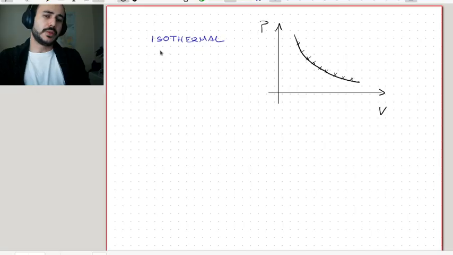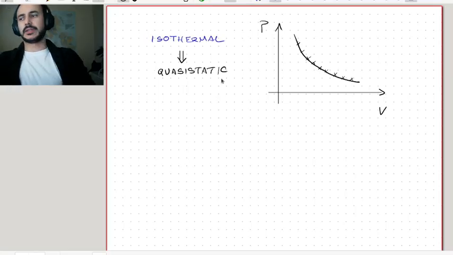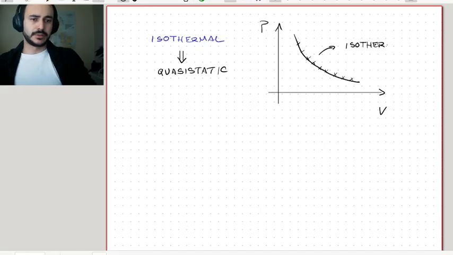So importantly, in our way of defining things, isothermal implies quasi-static, okay? So it's necessary that the process is quasi-static for it to be isothermal. So then we can talk, and this curve is an isotherm. Okay, so that's what we are going to call isotherm.